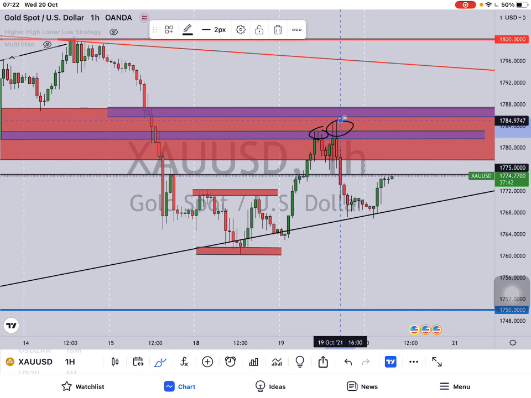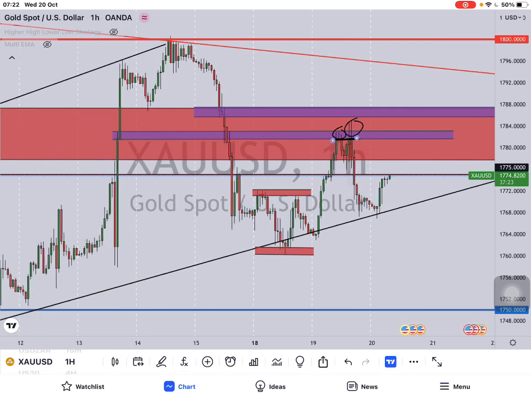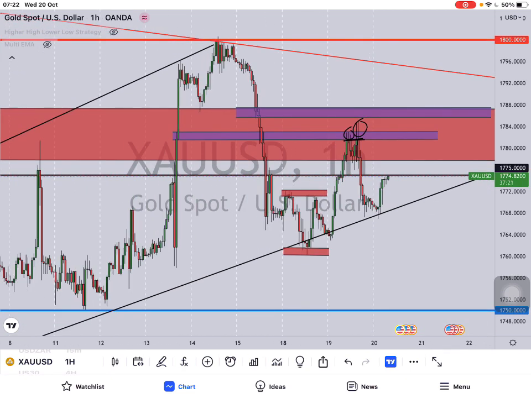Both of them spiked right through and then closed right back beneath these candles here. That's an indication that the market does not want to go any higher, right? So if the market is not going any higher in that respect, we know that we are looking for short trades.